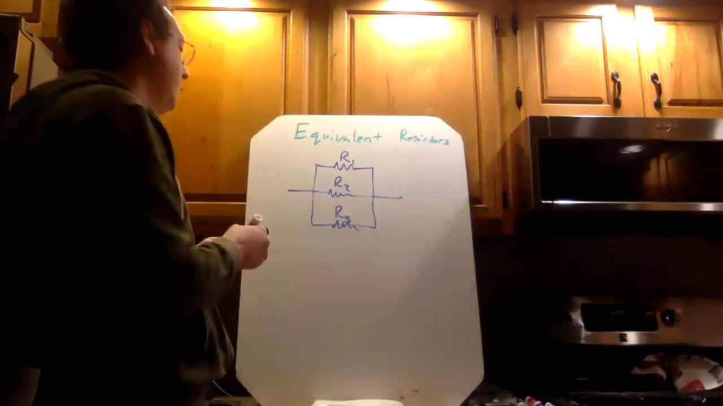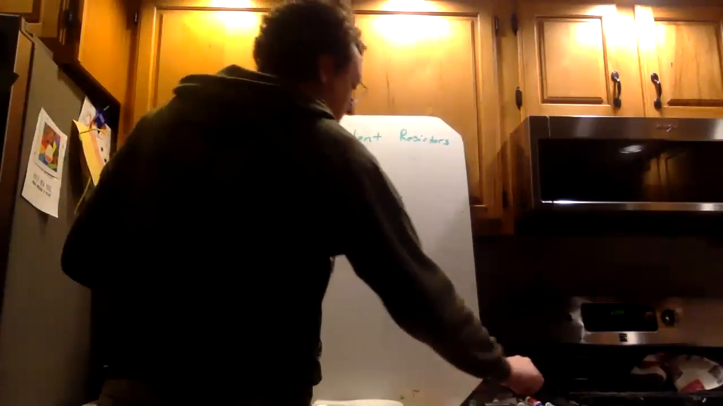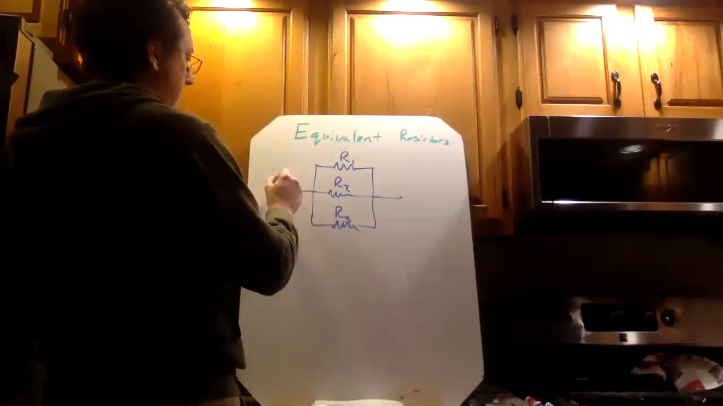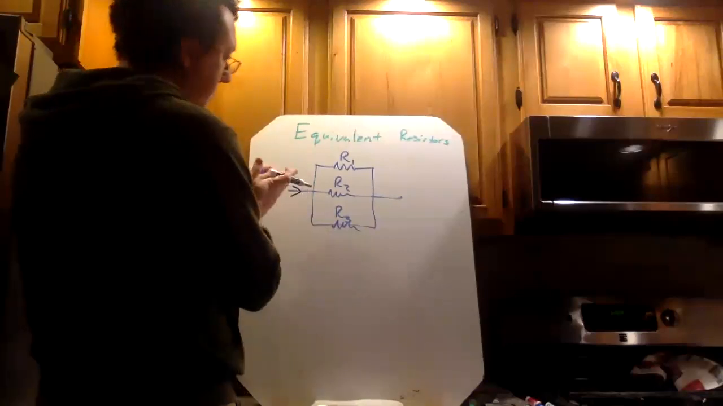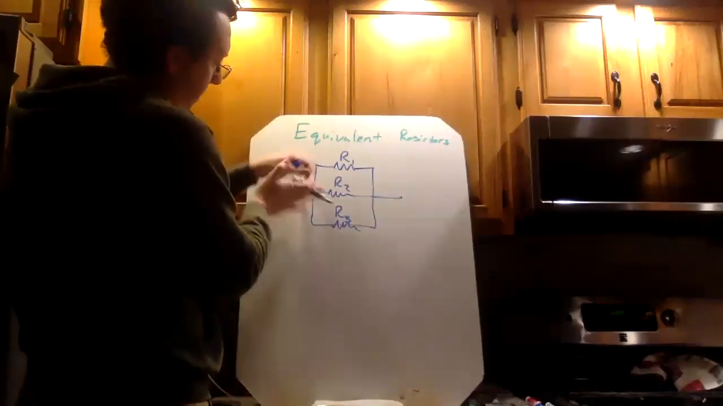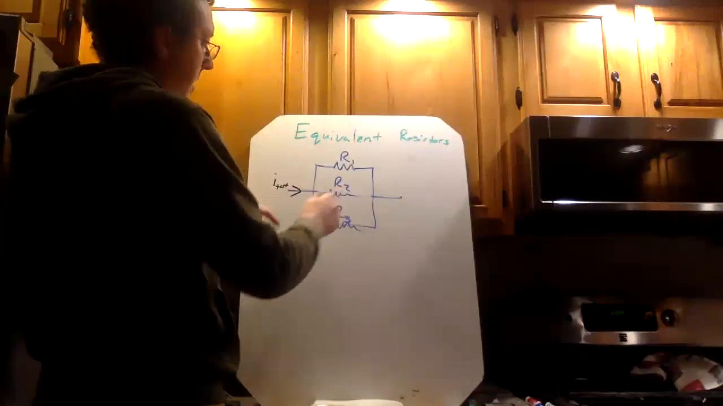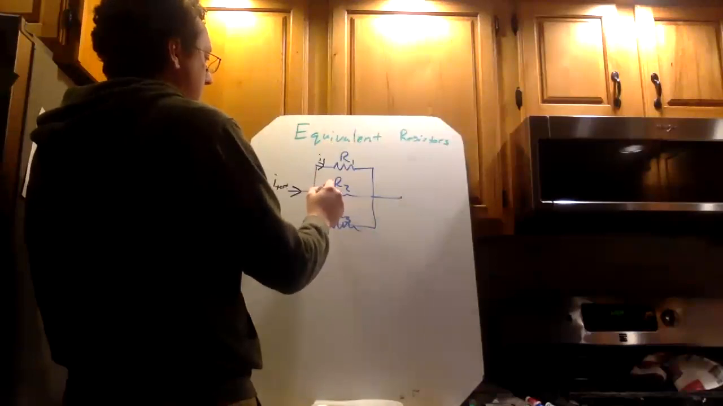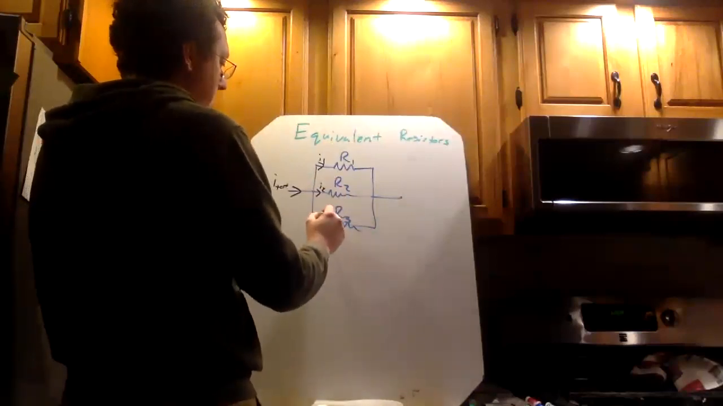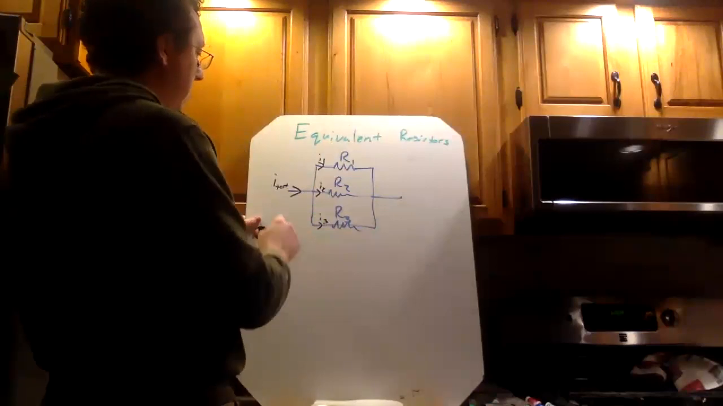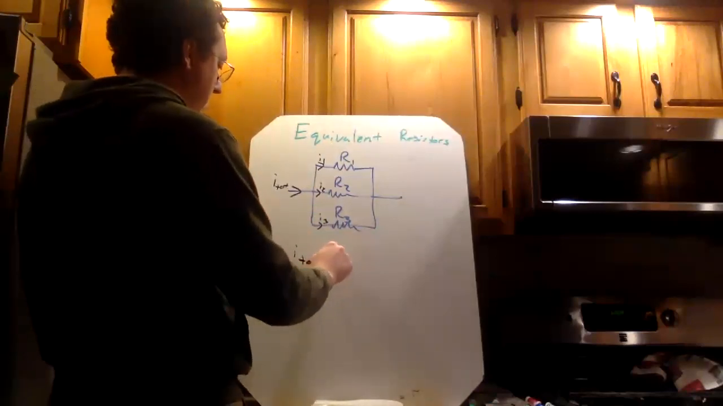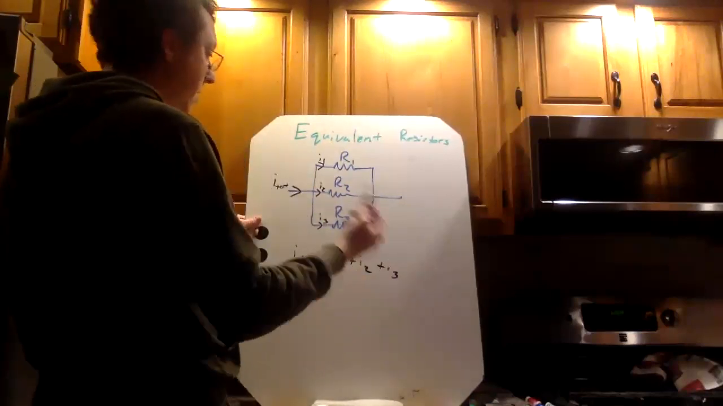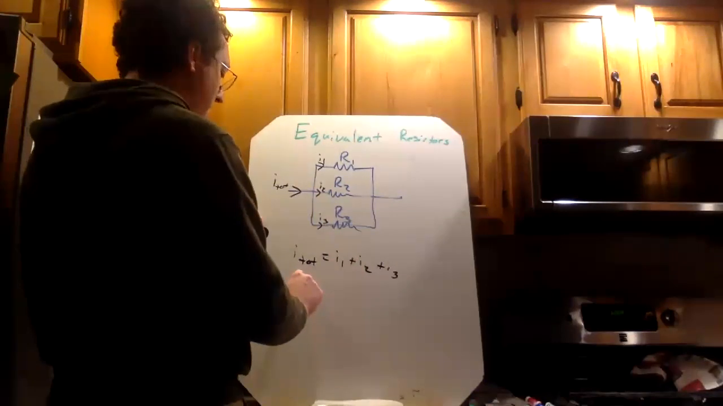On the other hand, think about the flow of electricity. If you had current going in, I total, it would go in, and that charge would have to split. Some would go up, some would go down, whatever. And you would have current I1, you'd have current I2, and you'd have current I3. And the only thing we know is that I total equals I1 plus I2 plus I3. But they all have the same potential.